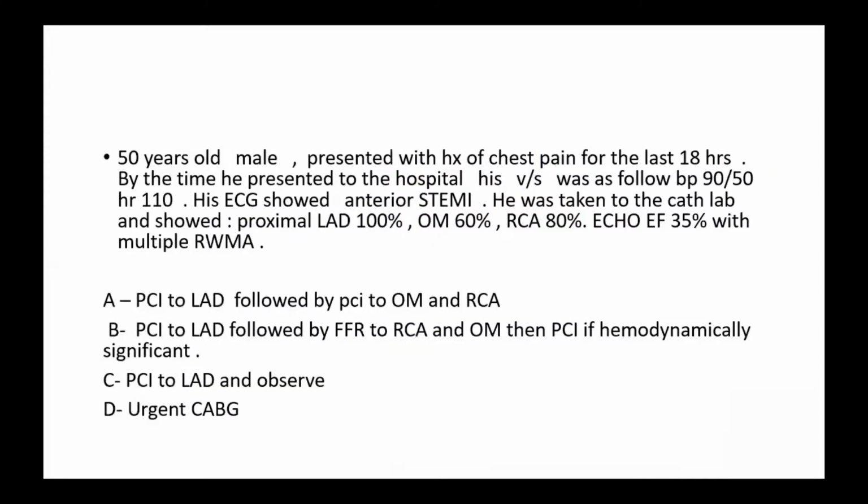Right. A 50 year old male who presented with a history of chest pain for the last 18 hours. By the time he presented to the hospital, his blood pressure was 90/50 and heart rate was 110. The ECG showed an anterior STEMI. He was taken to the cath lab and it showed LAD of 100%, OM of 60%, RCA of 80%, ejection fraction was 35, with multiple regional wall motion abnormalities. What would you do now?